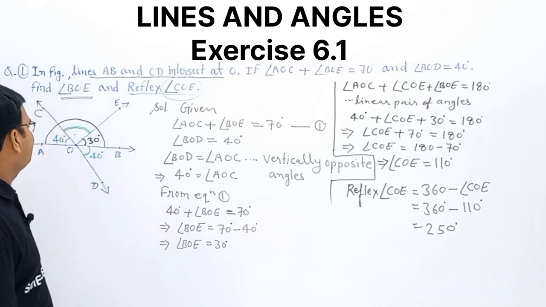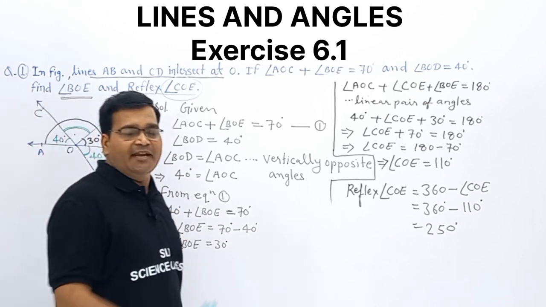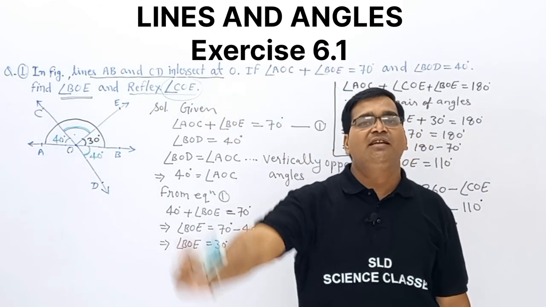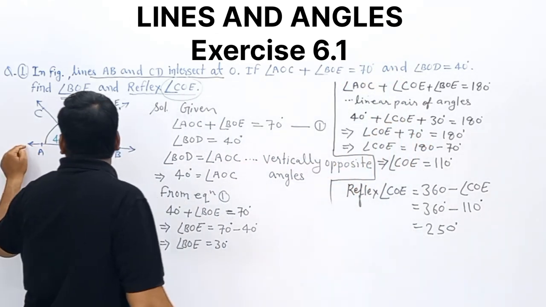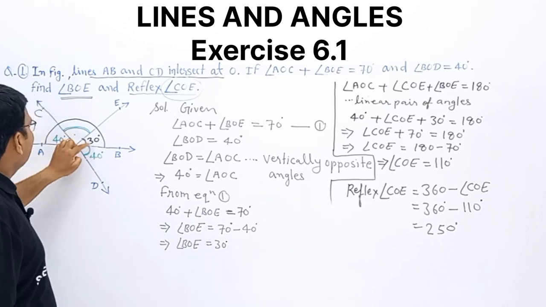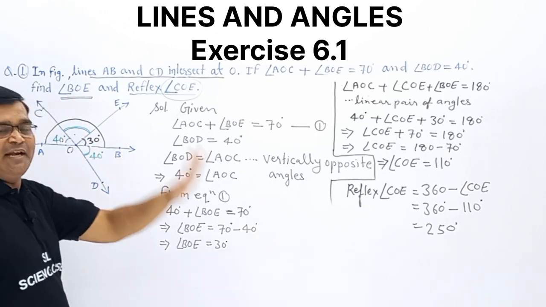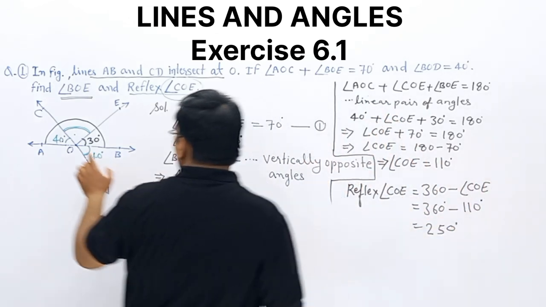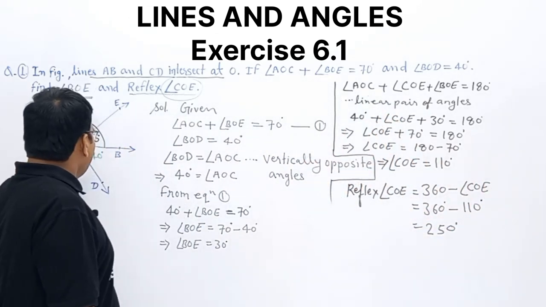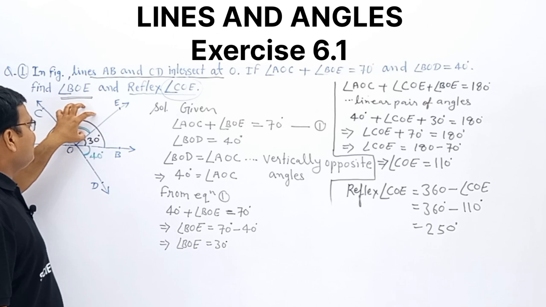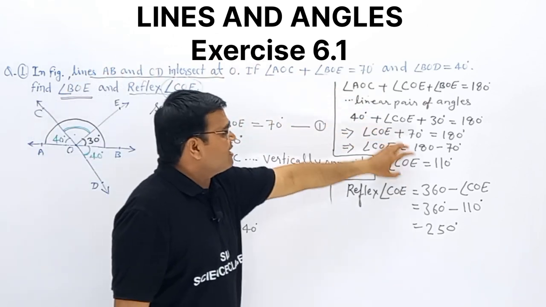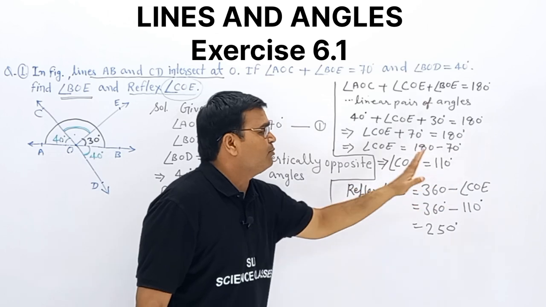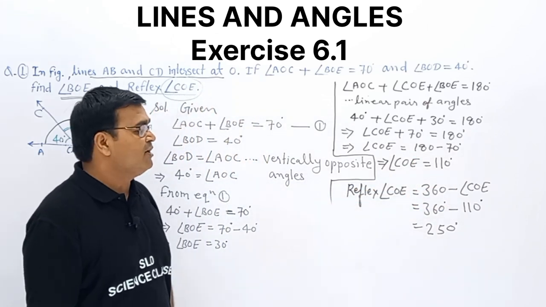Now the second concept we studied: linear pair of angles, angles on a straight line. All the angles on the straight line will sum to 180 degrees. So this is a straight line, we have three angles, and their sum will be 180 degrees. That is the linear pair of angles. We want its reflex, so first we find this angle, which we calculated as 110 degrees, and its reflex is 360 minus that angle. We get 250 degrees.